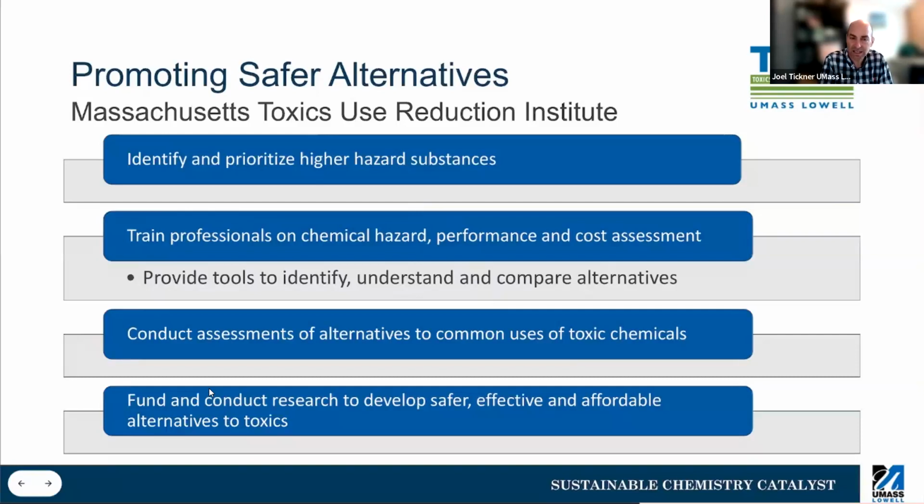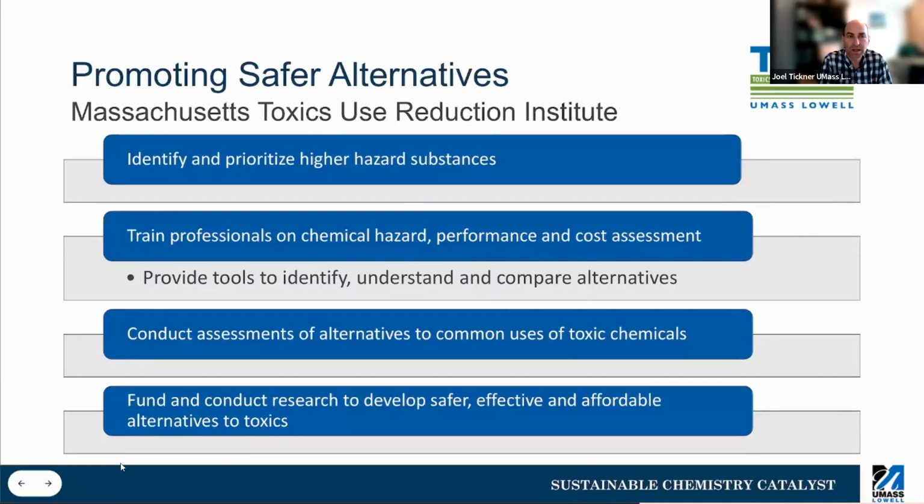So having that kind of assessment and technical support to evaluate alternatives that takes away technical risks to substitution is a good way to transition companies. And then lastly, we fund and conduct research to develop and test safe and effective and affordable alternatives. So let me give you an example on the next slide.